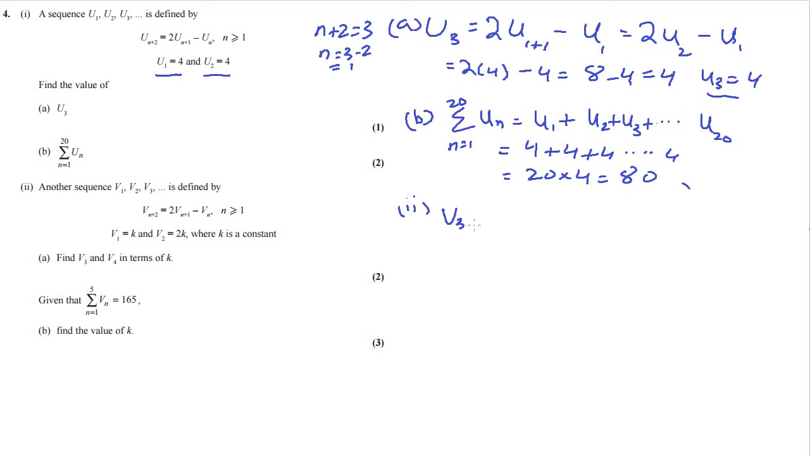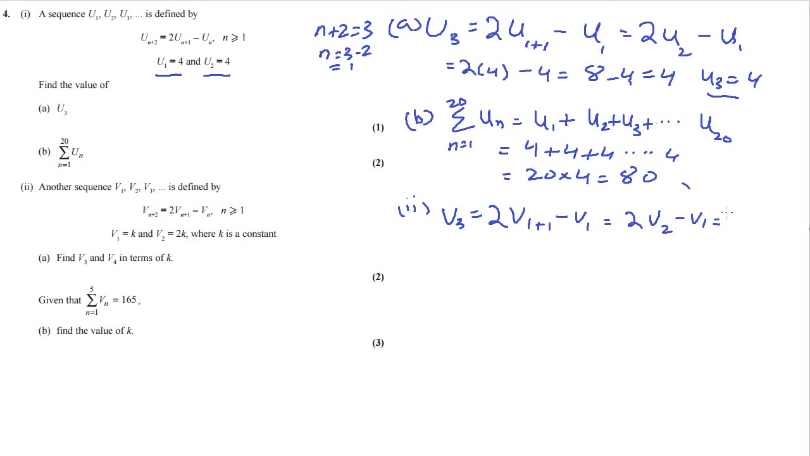So the question should be, what should be the value of n here to give me 3? The answer is 1. So let's put 1 for all the n's here. On the left side you'll get v1 plus 2, which is v3, and the right side will become 2 times v1 plus 1 minus v1. This becomes 2 times v2 minus v1, and v2 is 2 times k and v1 is k.